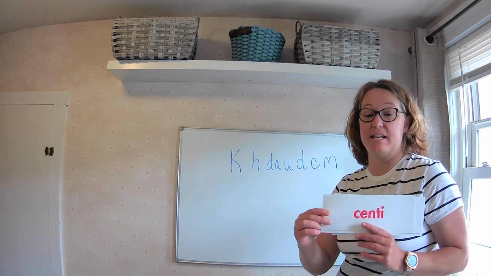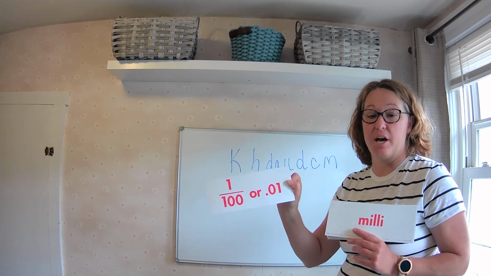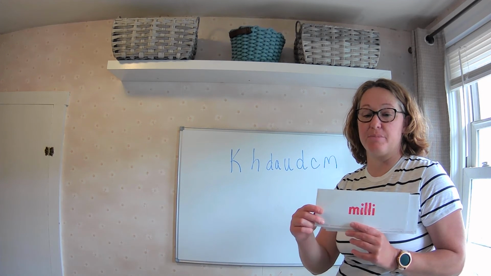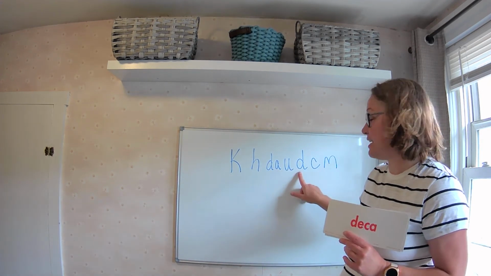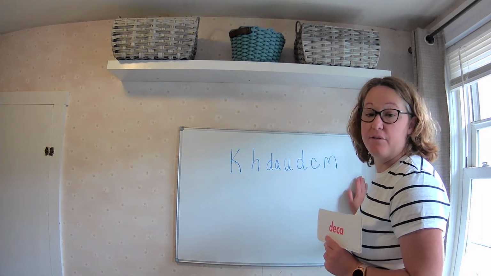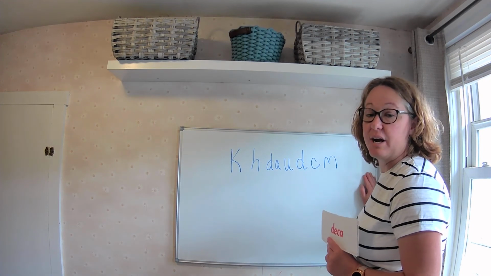Then you have centi. Centi is 1/100th. You have milli. Again, I say it is the smallest measurement of metric measurement we have, and it is 1/1000th. Here is deci, centi, milli. They are all to the right of the unit. These are all fractions or decimals to the right of the unit.